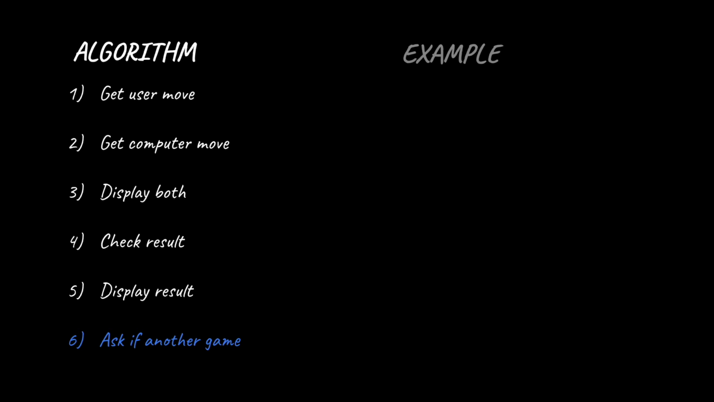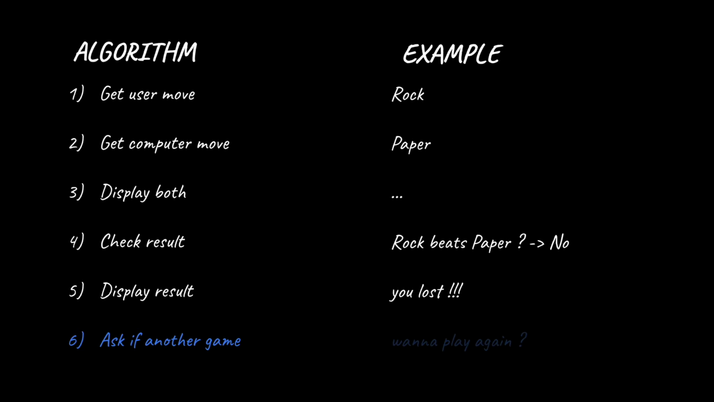So for example, let's suppose at step 1, the user chooses rock, and the computer picks paper. Then we display them and check the result. In this case, rock doesn't beat paper, so at step 5, we're gonna display the you lost message. So these are the exact same steps we're gonna follow also in this episode.